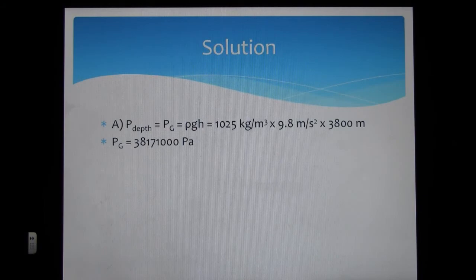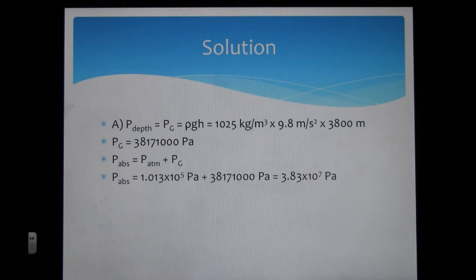38,171,000 pascals. But we want the absolute pressure, not the gauge pressure, so we have to add atmospheric pressure to the gauge pressure. Atmospheric pressure is 1.013 times 10 to the 5th pascals. Add that to our gauge pressure, and we find 3.83 times 10 to the 7 pascals as our absolute pressure.